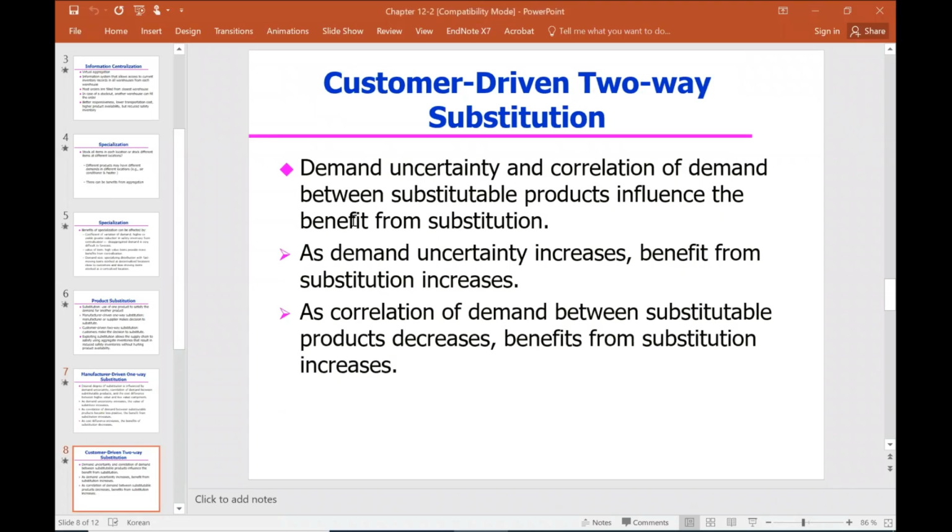Okay, what about another kind of product substitution? That is customer-driven two-way substitution. At this time, the one who initiates the substitution is the customer. So why is it two-way? Let me give an example.